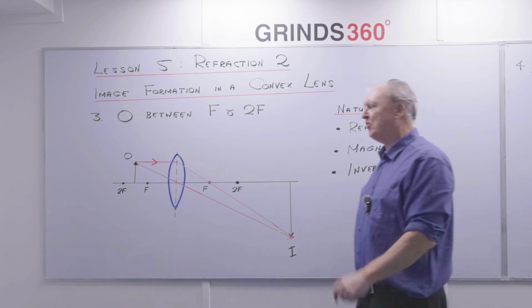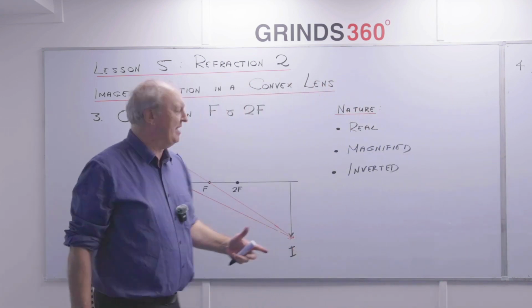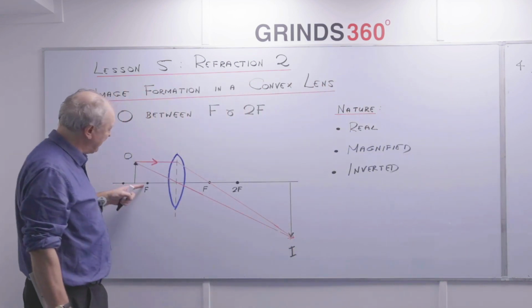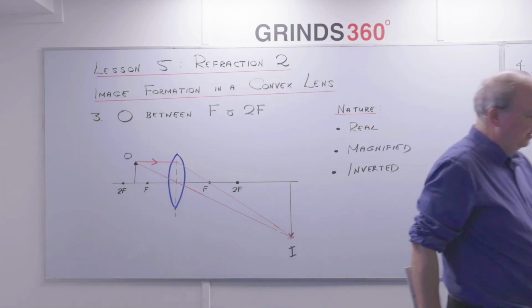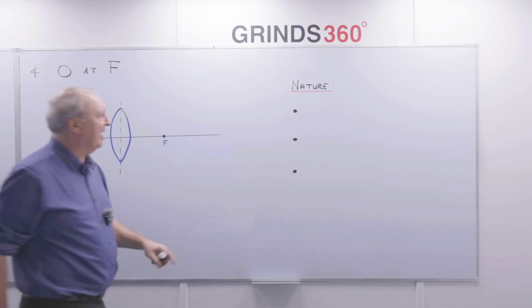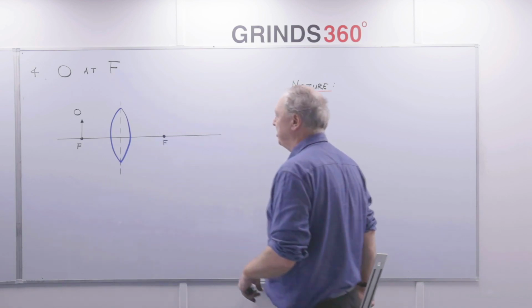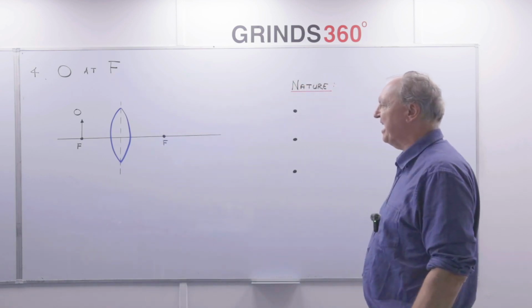Right, now we go on to the fourth one. So what am I going to do? I'm just going to move it in a bit closer again. So I'm going to push that object now to F. So here's my fourth object position. So my object is at F.